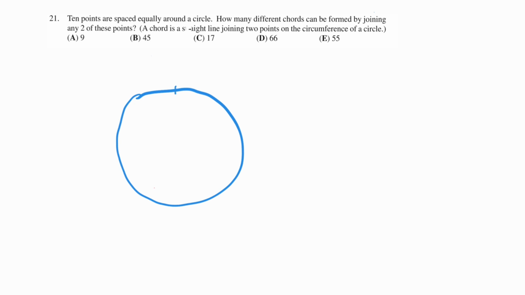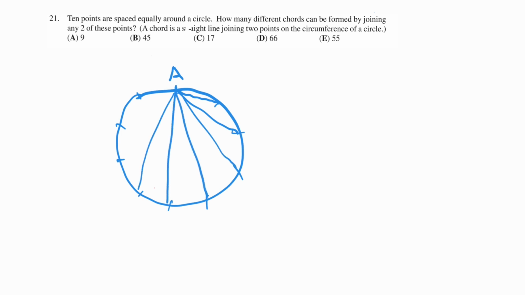So 10 points, that's 1, 2, 3, 4, 5, 6, 7, 8, 9, 10. That's roughly. So if I label it, this is A. Now how many chords can I draw? So 1, 2, 3, 4, 5, 6, 7, 8, 9. From A, I can draw 9.